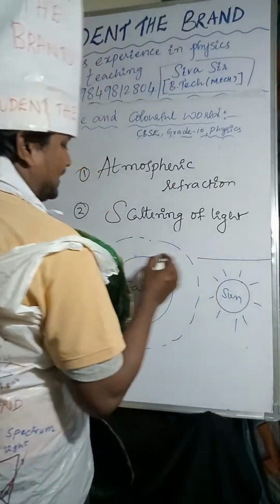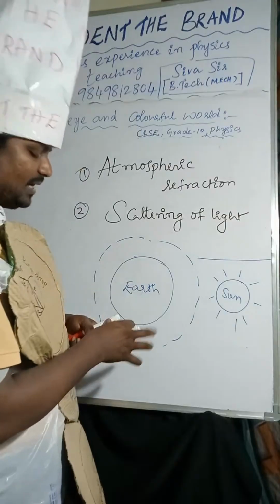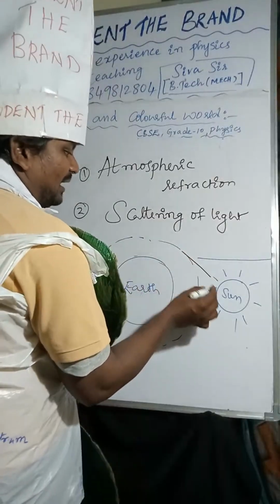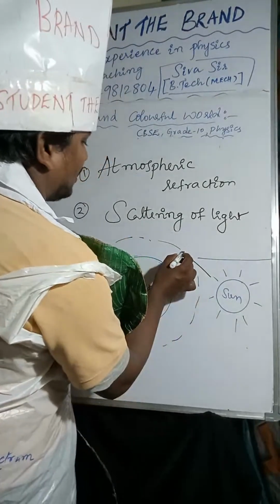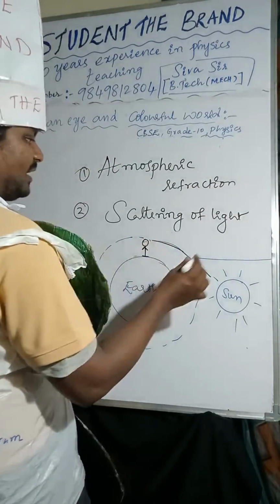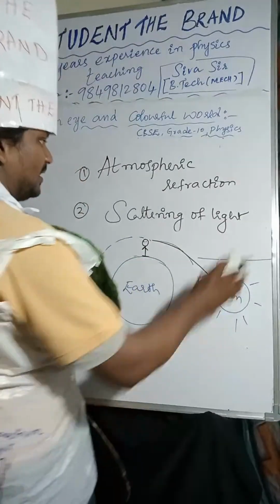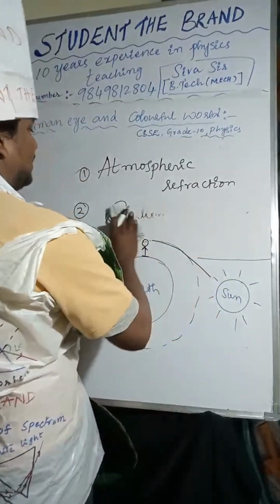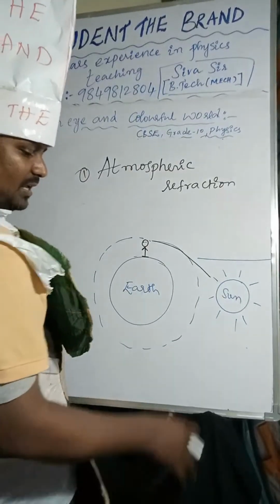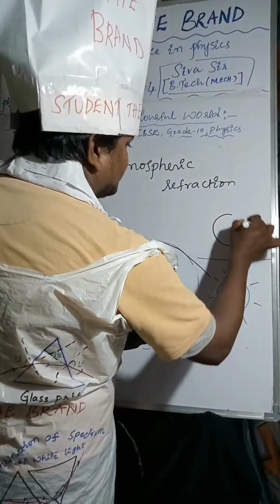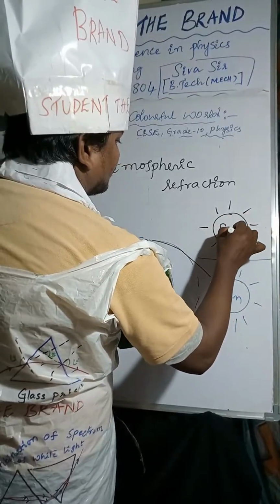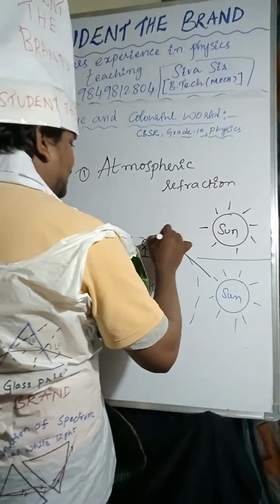From here, if the light rays are coming, until this position it will be normal only. Whenever the light ray enters into the atmosphere, the bending of the light ray takes place. When you are seeing from here, the star appears here. The position of the star, the position of the sun. So the sun is a star, right? So the position of the sun appears here. This is the apparent position of the sun.